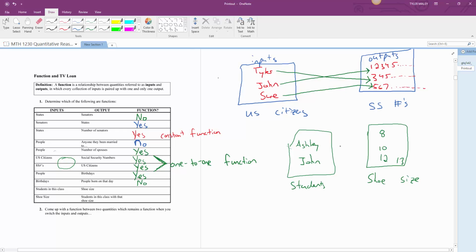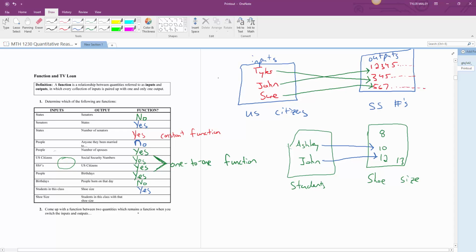So each person only has one shoe size. Ashley may be matched with 10, John may be matched with 12. But the trick is your foot is just one size. It's being matched just to one shoe size. So this would be a function. This would be a yes. Then the last row is swapping that.